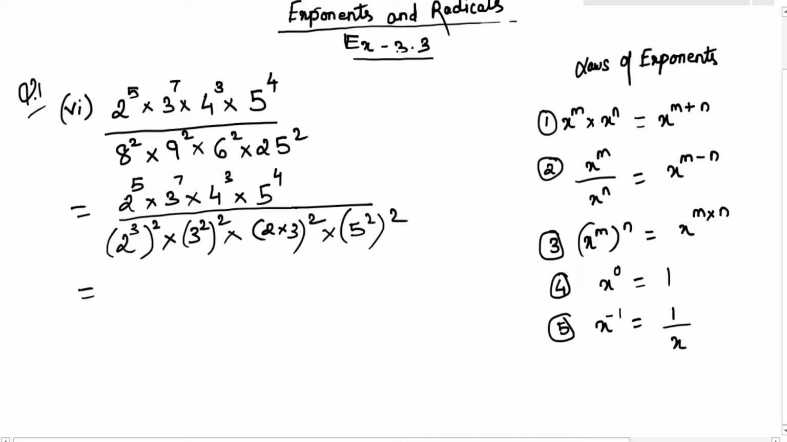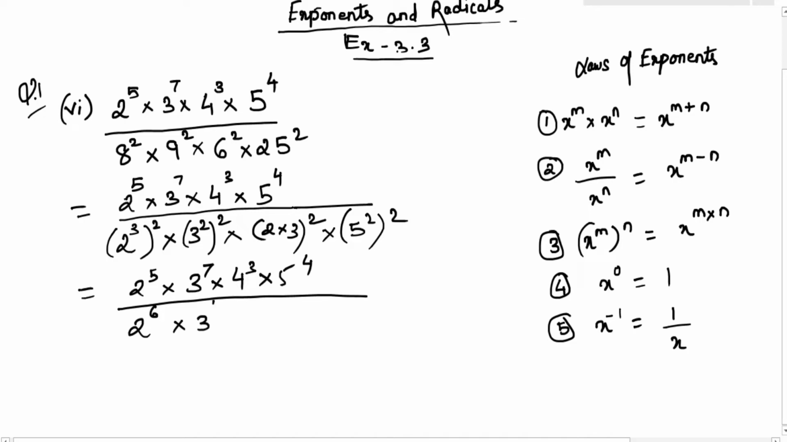So now we will continue. This will become 2 to the power 5 into 3 to the power 7 into 4 to the power 3 into 5 to the power 4, whole divided by, now this will become 2 to the power 3 to the 6, 3 to the power 2 to the 4. This we can separate, 2 to the power 2 also we can write, and 3 to the power 2 also we can write. Now again power to the power means 5 to the power 2 to the 4.